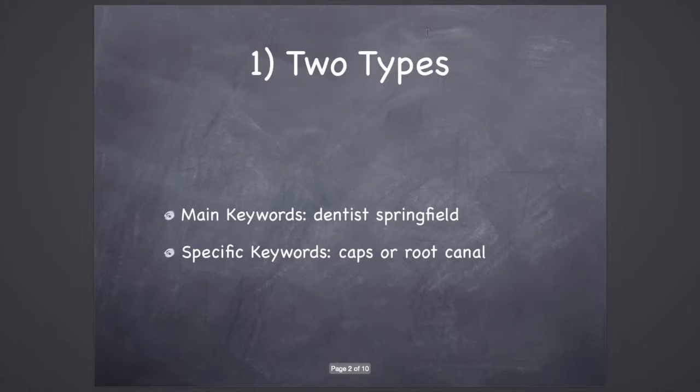Okay, so number one, let's talk about two main types. For example, your main keywords might be, if somebody were looking for a dentist, and they'd probably put the specific town. So the main keyword phrase would be something like dentist Springfield. And then there are probably other more specific keywords that you are interested in, such as caps or root canal or whitening.